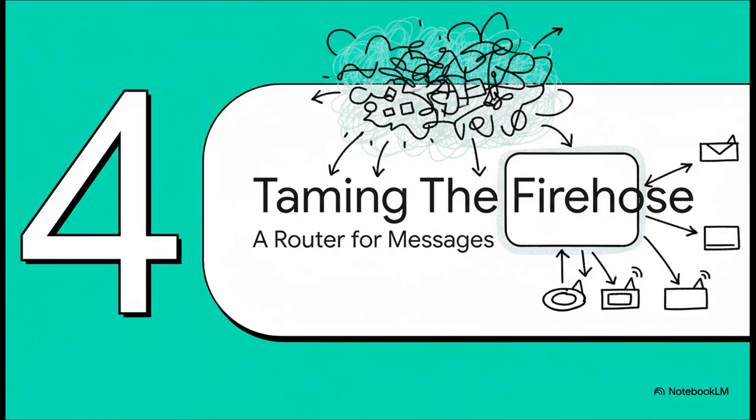So, we've got our global connection. It's stable. But now we have a new problem. A raw WebSocket connection is like a chaotic data fire hose, just blasting information everywhere. If every single component tries to listen to every single message, our performance is going to grind to a halt. We need a traffic controller.